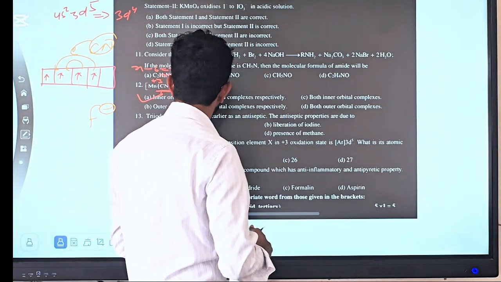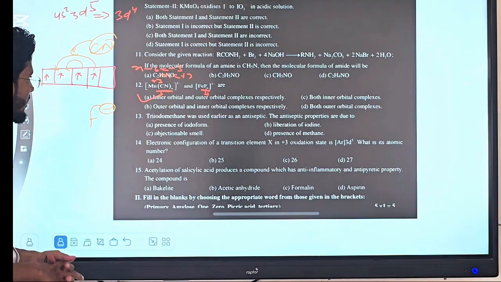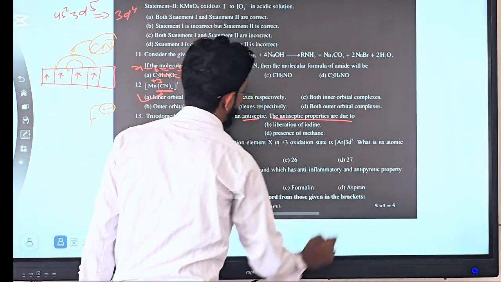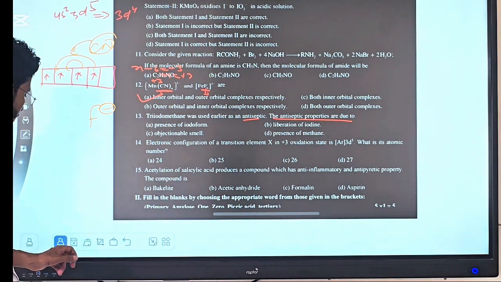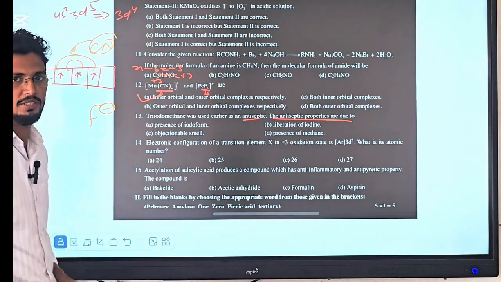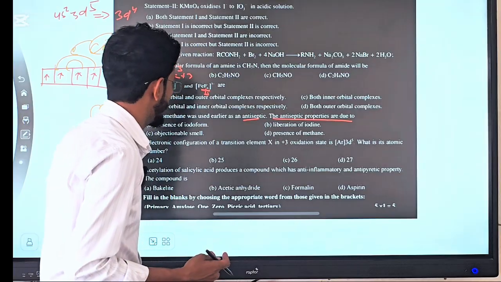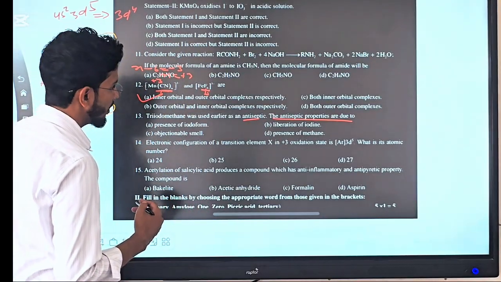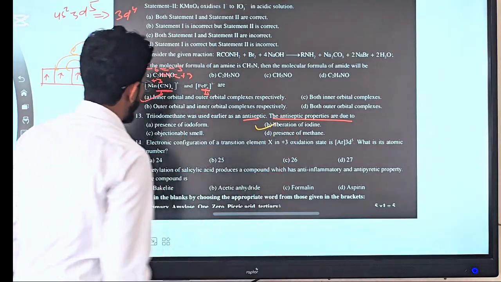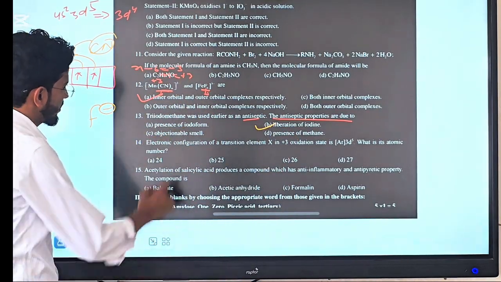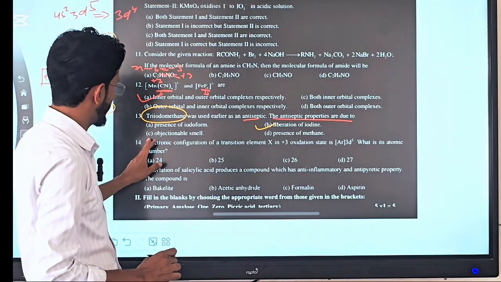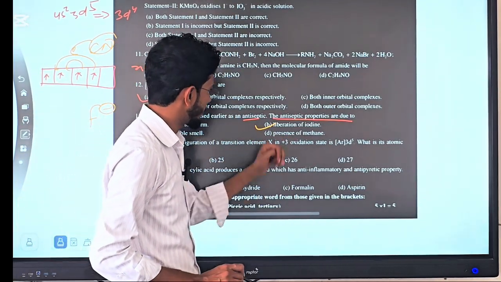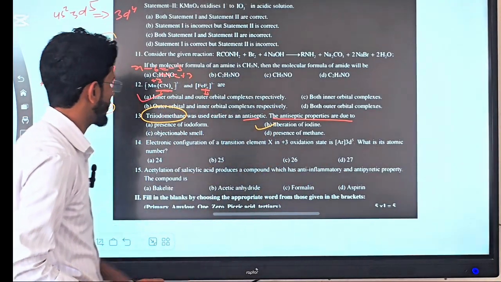Now the next question, question number 13. Triiodomethane was used earlier as an antiseptic. The antiseptic property, as we know, is due to the presence of I2. Iodine actually behaves as an antiseptic. The answer will be liberation of I2. Presence of iodoform? No, this is already iodoform. Objectionable smell? No, there is no role of smell. Presence of methane? No. The answer will be liberation of I2.